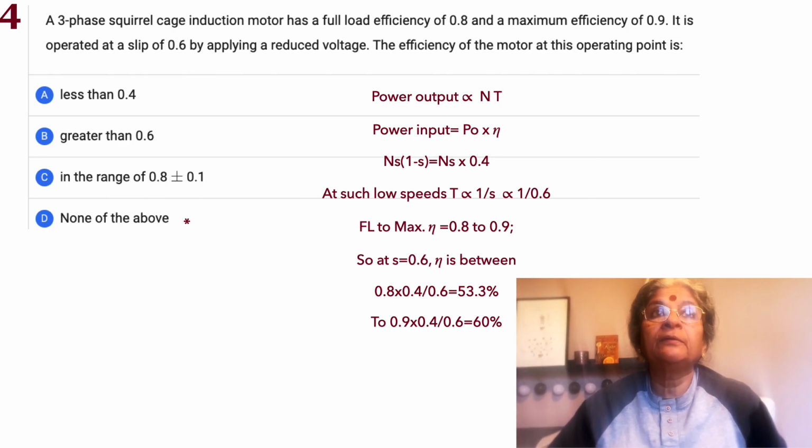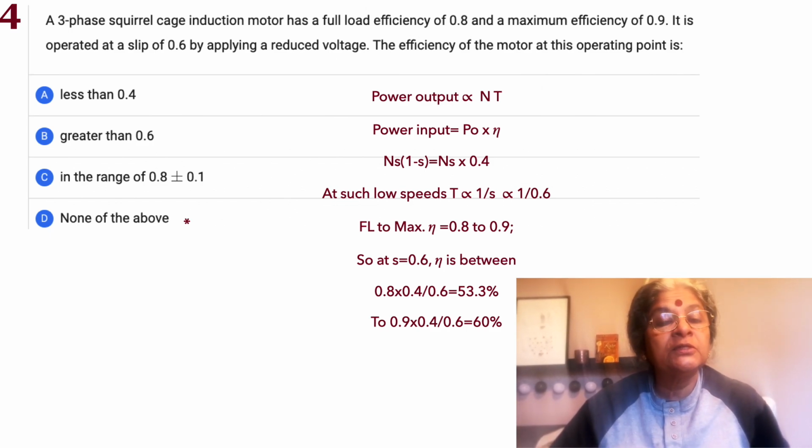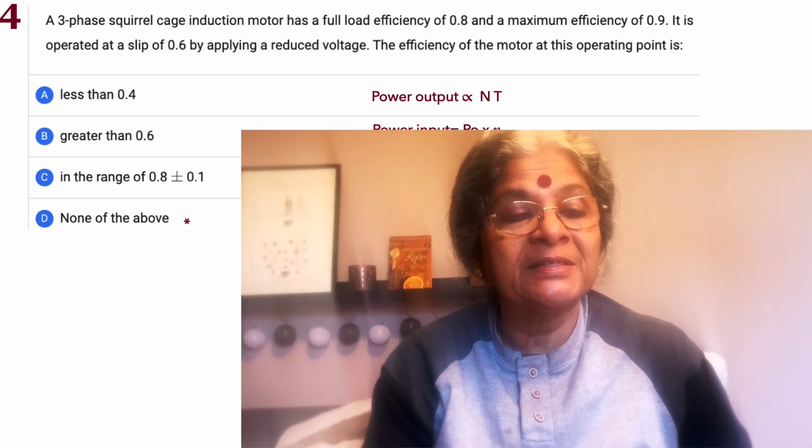So now the efficiency is ranging between 53.3% and 60%, which is not there in option A, B, or C. So none of the above seems to be the best answer. It is strange, but it's true.